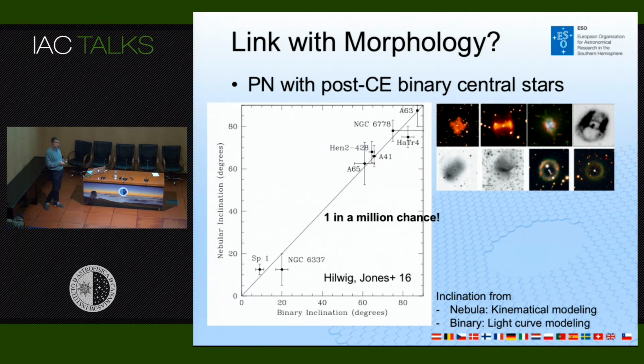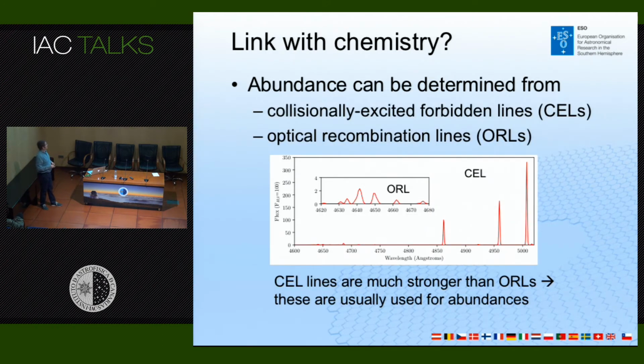The other obvious link would be the link with chemistry. And this is work which is mostly done by Jorge, and this is also why I'm here for the moment. In the planetary nebula, the abundances can be determined by either collisionally excited forbidden lines, which are mostly, for example, here the oxygen III lines, but they can also be determined from recombination lines, which are unfortunately much weaker, and so normally people use the collisional lines in order to derive the abundance.